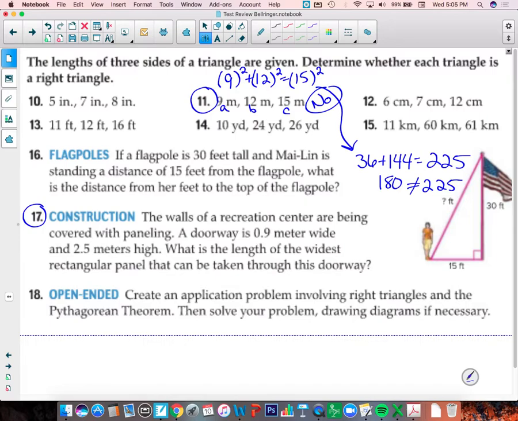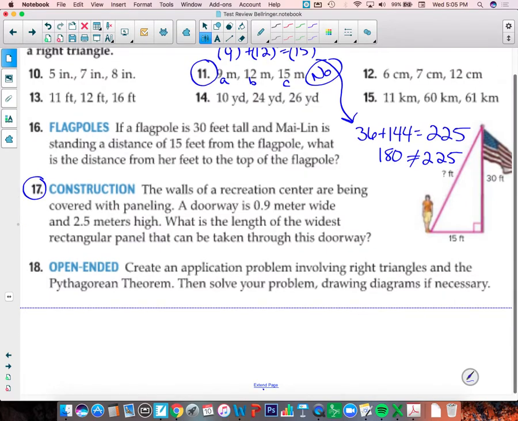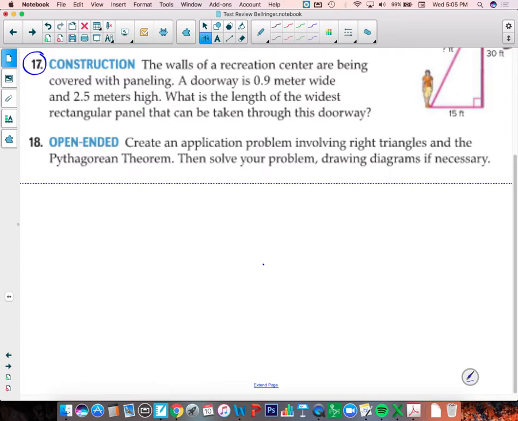17, got the walls of a recreation center being covered with the paneling. Doorway is 0.9 meters wide and 2.5 meters high. You want to figure out the biggest square that you can fit through that doorway. Okay, the widest rectangular panel, I guess, that you can get through that doorway. So if I drew a doorway, okay, I know my doorway is 0.9 meters wide and it is 2.5 meters high.